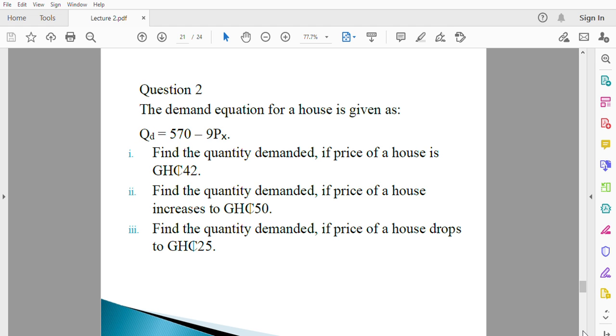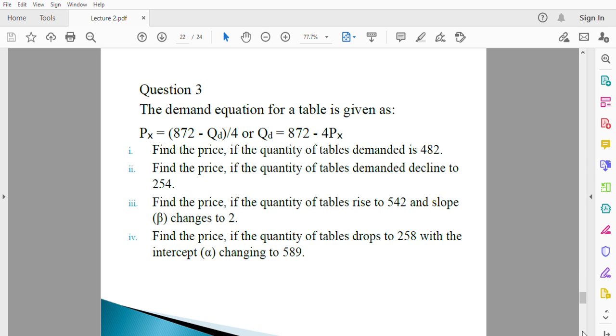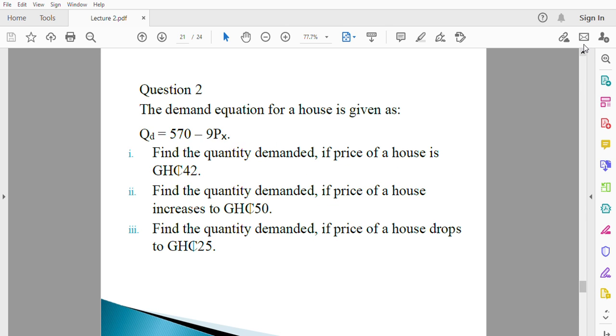So that is how to solve a demand function. Just take a look at this question. I will leave question 2 and question 3 for you to try your hand on to check your level of understanding. All these are nice questions you can encounter, and I really expect you to be able to solve them. If you have any challenges with a question, you can always let me know. It's a nice question. Let's just glance through.